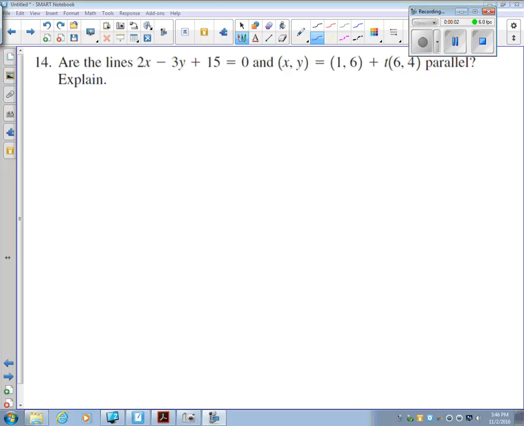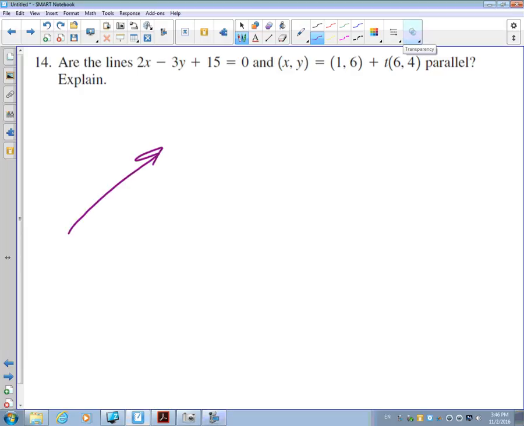Number 14, we're asked if these two lines are parallel. Well, if you think about the idea of parallel, it means the two lines have to have the same directions, right? Now this one's really obvious. We know the direction of that. My direction would be 6, 4.